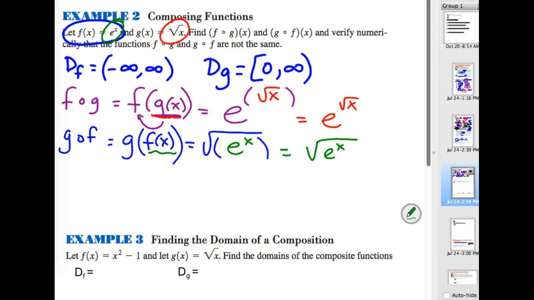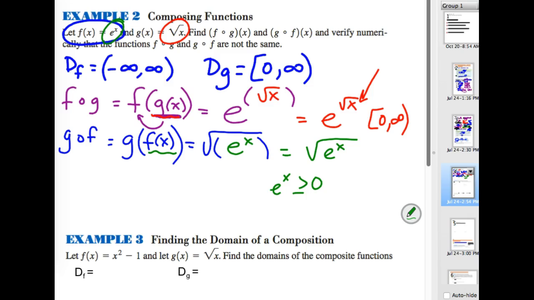Now, looking at domains. The domain for the first composition, we had e to the square root of x. We said x can't be negative, so since I'm square rooting x, my domain has to be from 0 to infinity. For the second one, I am square rooting the quantity e to the x, which means that e to the x cannot be negative.